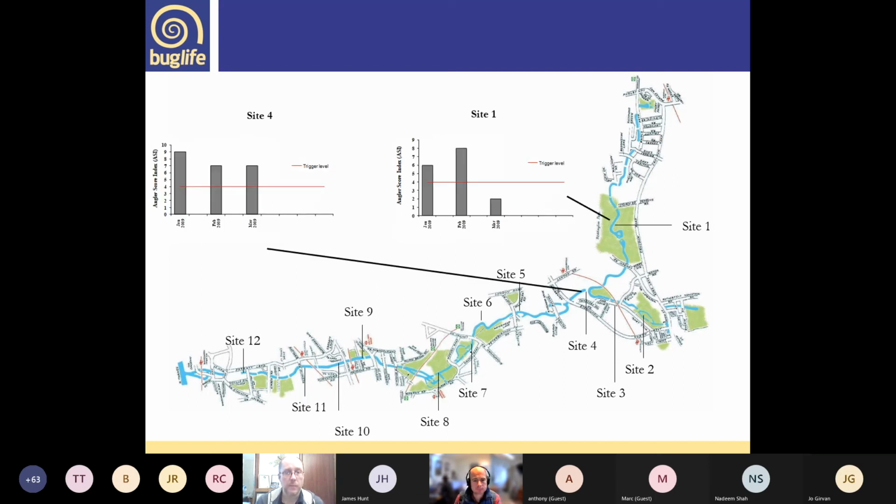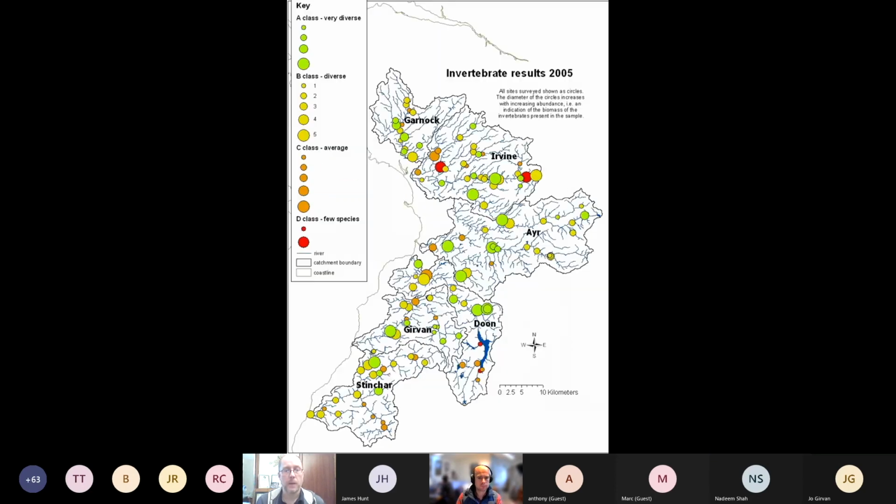They also picked up various pollution incidents. This one here at Site 1 was a chemical that got into the water supply. I can't remember what it was, but they picked this up really quickly, and they were able to put measures in place. The Environment Agency put in measures to stop it spreading too far down the river, and you can see that Site 4 was virtually unimpacted there as well.